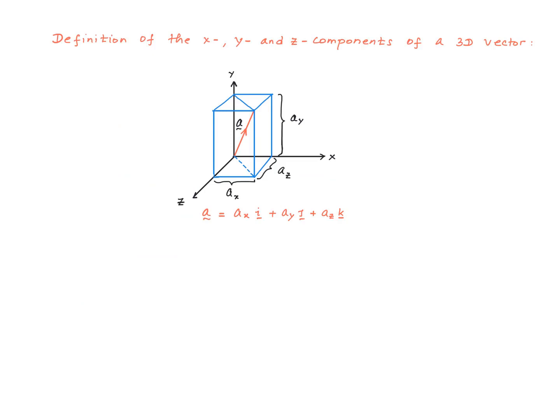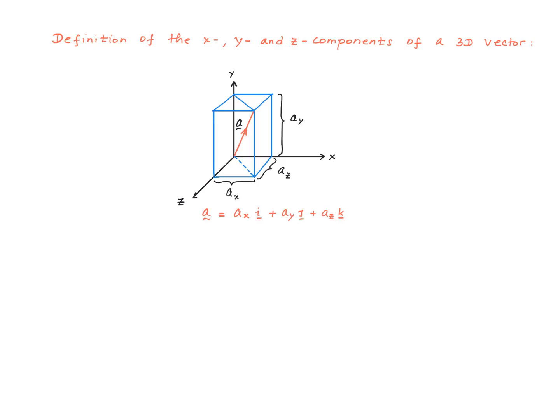Next, let's talk about what exactly the components of a three-dimensional vector are. Let's say we have a 3D vector, little a, which goes from the origin of this three-dimensional Cartesian coordinate system to this point right there. Let's draw a little cuboid around it, such that the vector a becomes one of the diagonals of the cuboid, like shown in this picture. A cuboid is basically a three-dimensional rectangular box, if you will, right? So these four lines are parallel to the y-axis, and these four lines are parallel to the x-axis, and these four lines are parallel to the z-axis, right?